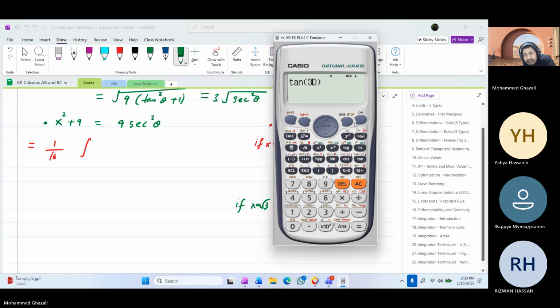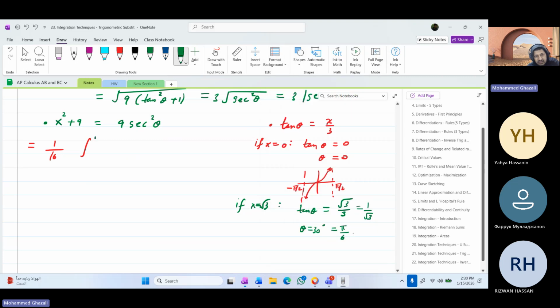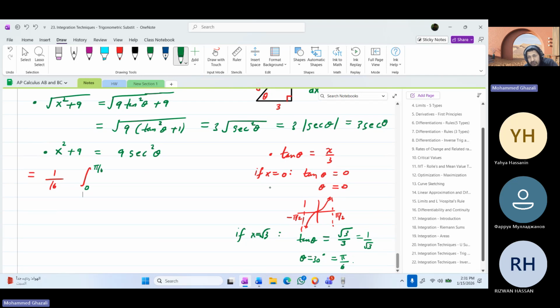Remember, you're going to put it in radians mode. Shift mode, go to radians, option 4. Shift tan inverse of root 3 over 3. Okay, so there. 1 over 6 pi, or pi by 6. So this is pi by 6, the upper boundary, and the lower boundary is still 0. Okay? So great, guys. We changed the boundaries here.